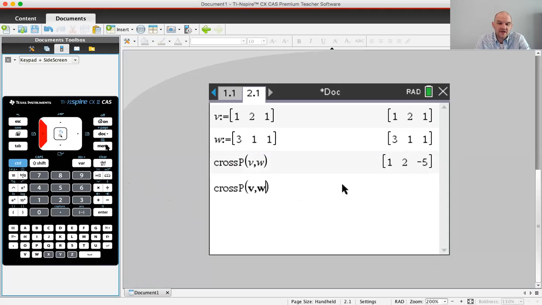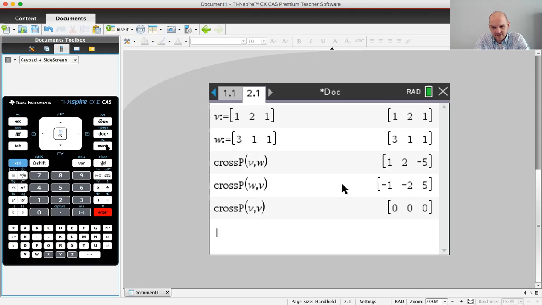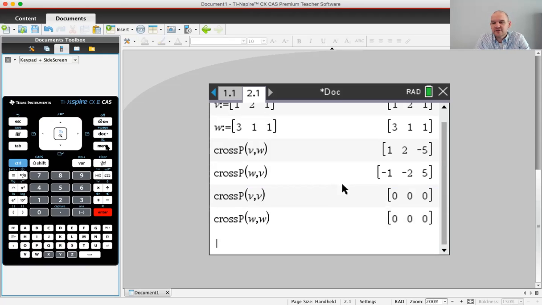Got it. Let's try W crossed with V. -1, -2, 5. Makes sense. What if we cross a vector with itself? Well, if two rows of a determinant are equal, the value of the determinant will be 0. So V comma V should give me zeros, and then W comma W will do the same. So you've got to confirm these things for yourself, just see what's happening.